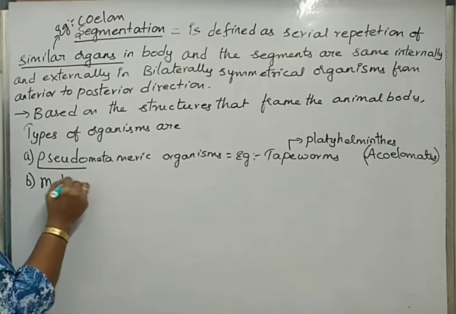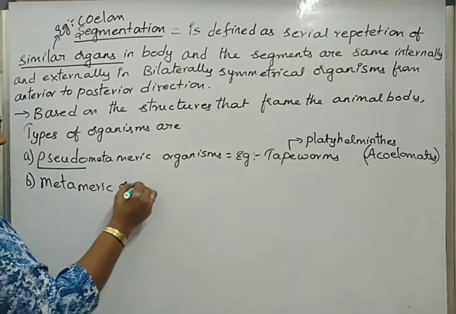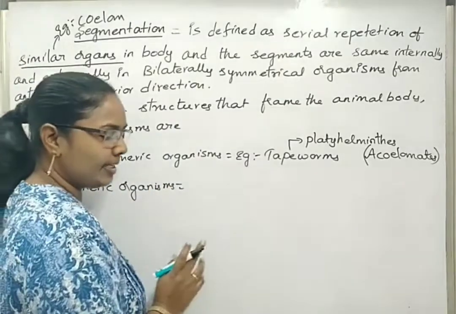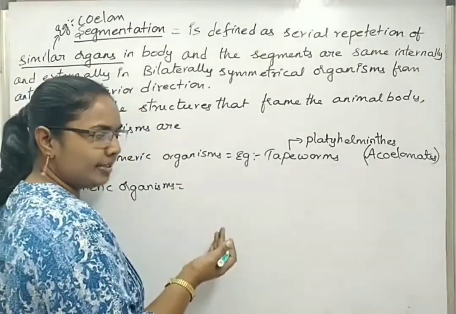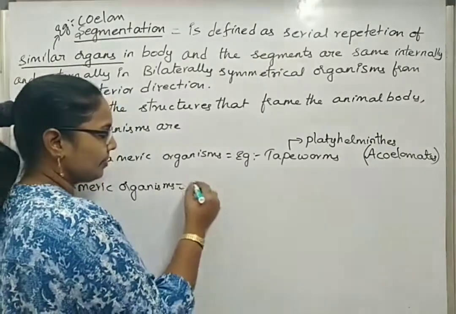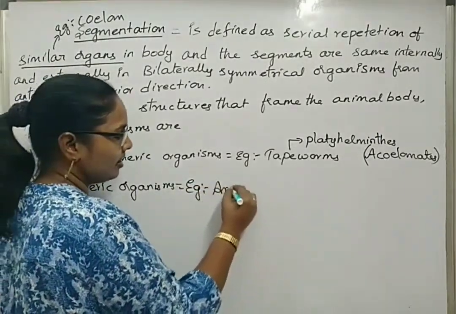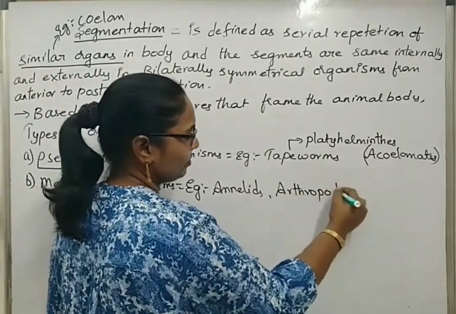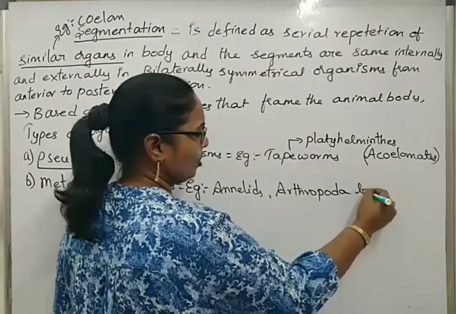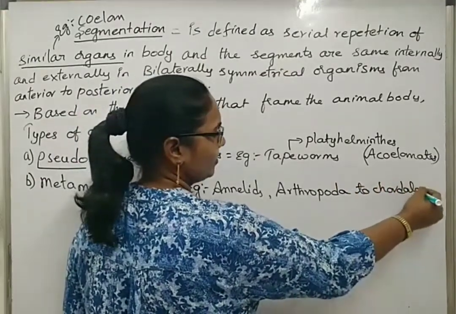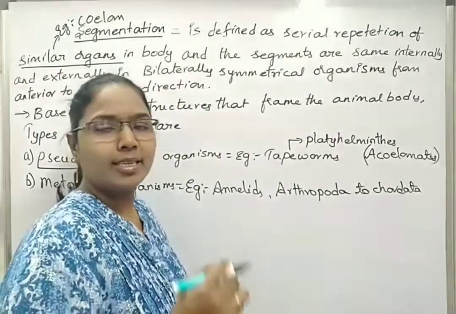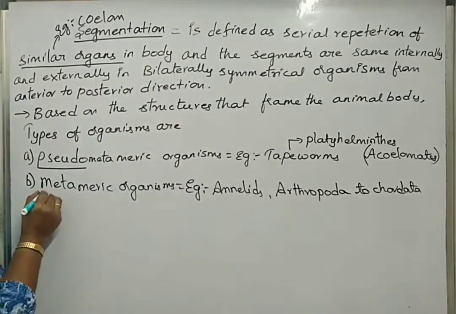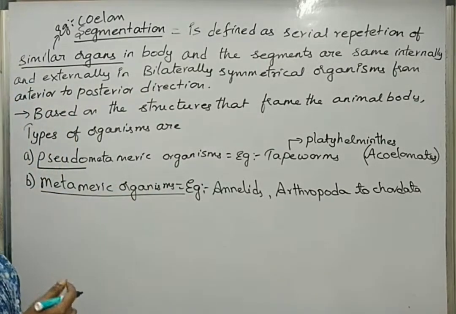The second type is metameric organisms. Here we can take examples starting from Annelida, Arthropoda, and chordates. So the examples are annelids, arthropods, to chordata. In chordata, we see the schizocoelomates as the metameric organisms. So what are these metameric organisms?